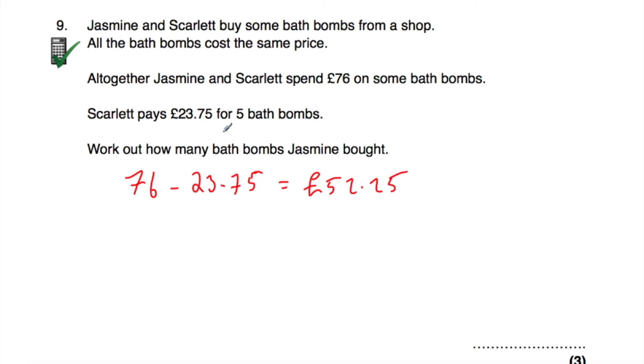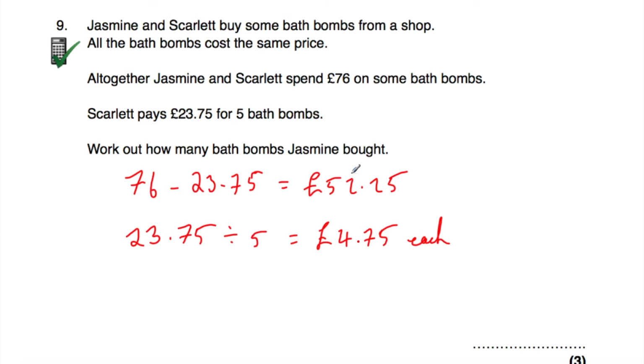Now, in terms of the question, we're being asked how many bath bombs did Jasmine buy? Now, we know that it costs Scarlett £23.75 for 5 bath bombs, and we're told that all the bath bombs are the same price. So if we take the £23.75 and we divide that by 5, we can find the price of 1 bath bomb, and that's equal to £4.75. So they cost £4.75 each.